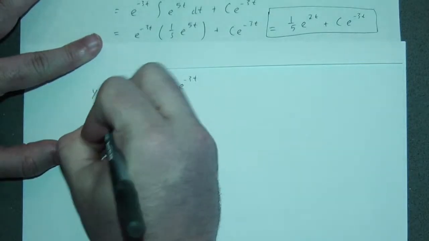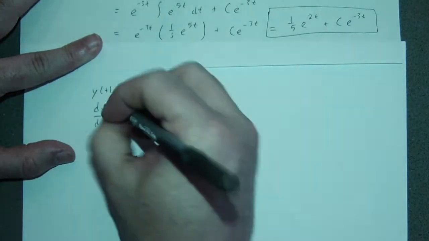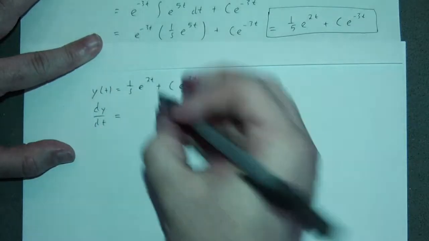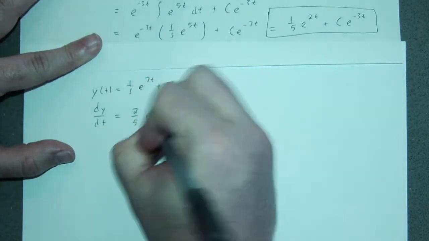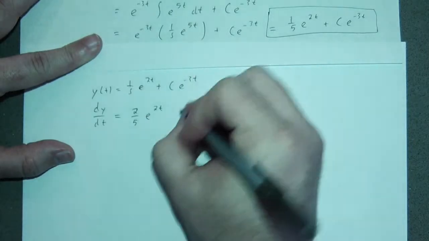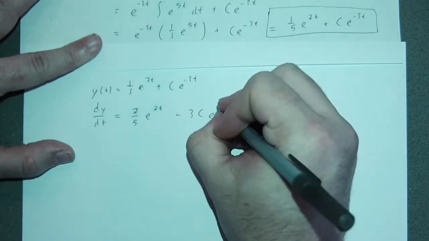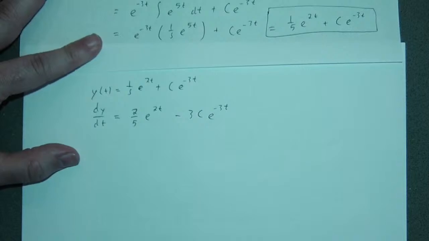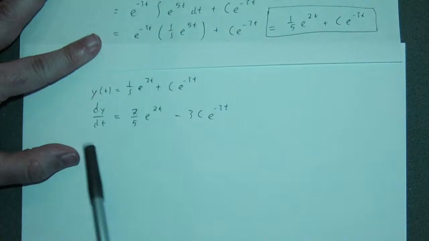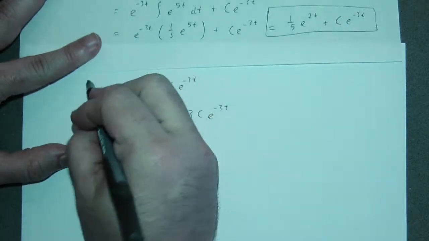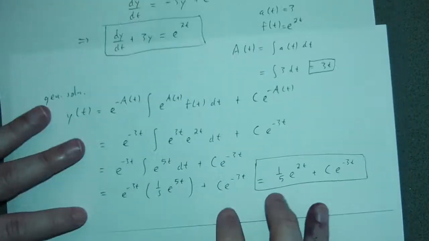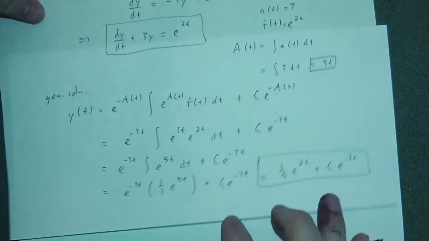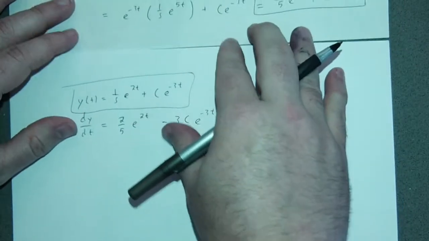Let's take the derivative of this thing. So what is dy dt? So dy dt is equal to 2/5 e to the 2t minus 3c e to the minus 3t. Right? I think I did that right. And now this y should satisfy the equation dy dt plus 3y is equal to e to the 2t.